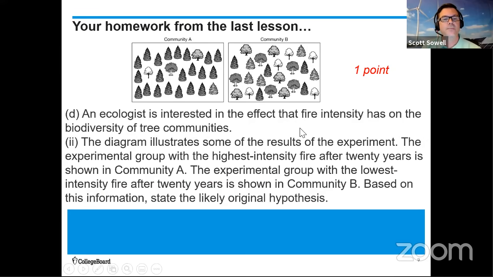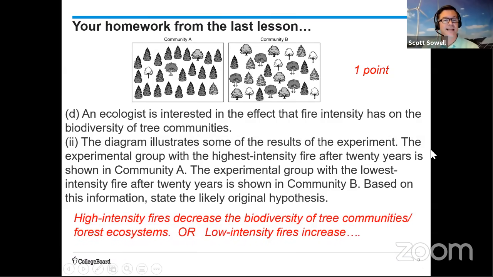Oh, there is one more point. So it also says the diagram illustrates some of the results of the experiment. The experimental group with the highest intensity fire after 20 years is shown in A. The experimental group with the lowest intensity fire after 20 years is shown in B. Based on this information, state the likely original hypothesis. So this is 1 point.